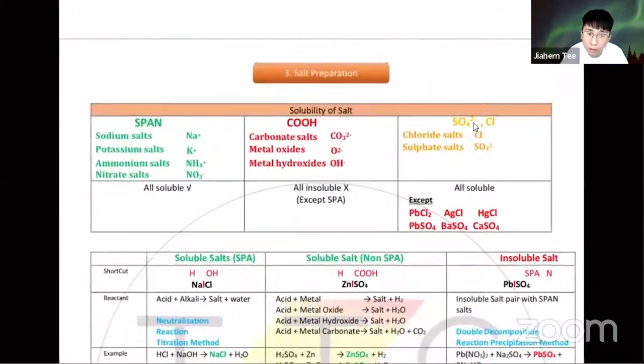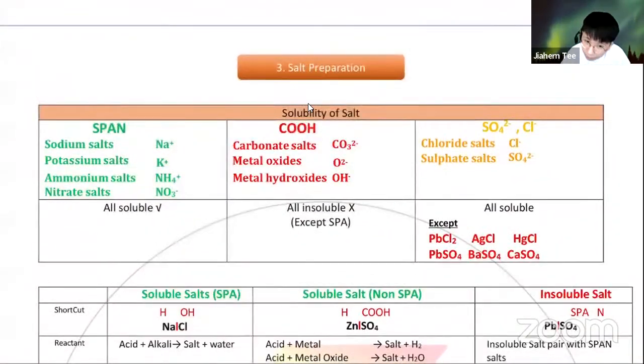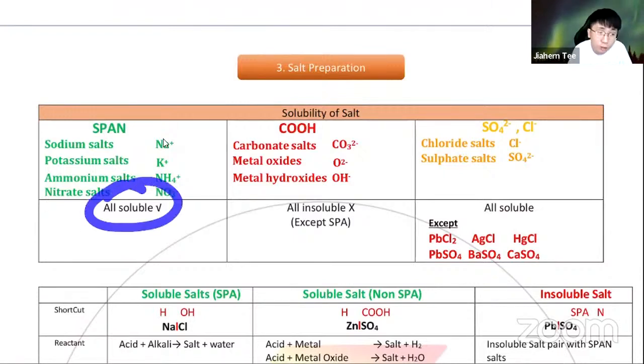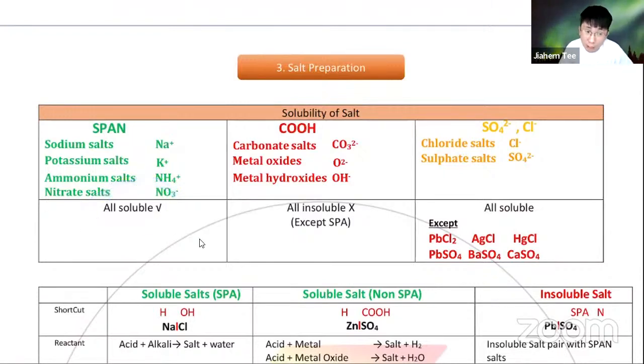Then on number three, we have salt preparation. First thing first, we have to know which salts are soluble and which are insoluble. So that's why I categorize them into three categories. We have what we call the SPAN salt, S-P-A-N. SPAN stands for sodium, potassium, ammonium, and nitrate. Why do we call this SPAN salt? Because SPAN salt is all soluble. You realize that I put an 'all soluble' with a tick there. It means any salt with these four ions is always soluble in water.